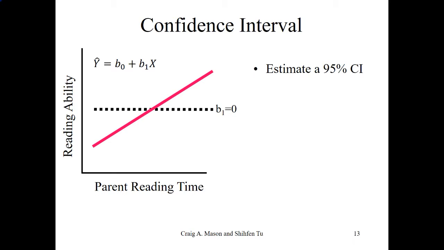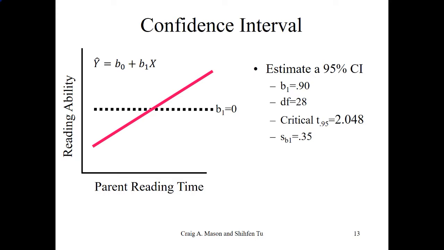So let's stick with using the number of hours a parent reads to their child each week as a predictor of the child's reading ability. We'll say that B1, our regression coefficient for the slope of the line, was equal to 0.90, and we had a sample size of 30, so with n minus 2 degrees of freedom, that would be 28 degrees of freedom. Using Excel or a stats table, we find that the critical 95% t-score with 28 degrees of freedom is 2.048, and we'll say that our standard error for the regression coefficient is 0.35.